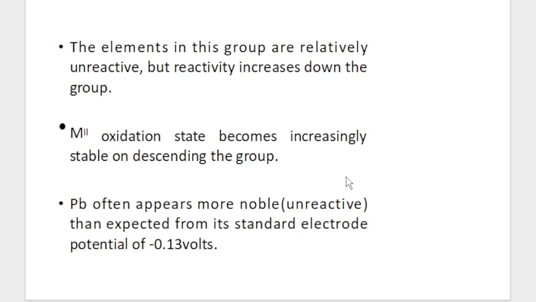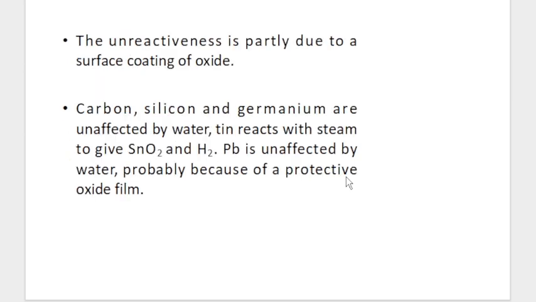The +2 oxidation state becomes increasingly stable on descending down the group. Lead often appears more noble or unreactive than expected from its standard electrode potential of minus 0.13 volts. The unreactiveness is partly due to the surface coating of the oxide. So the reason lead appears to be unreactive is that when lead is exposed to the atmosphere, it produces an unreactive oxide which covers the lead and protects it from further breakdown.